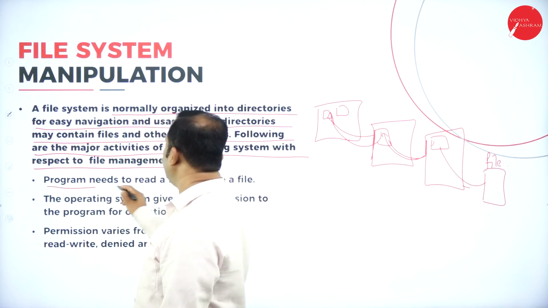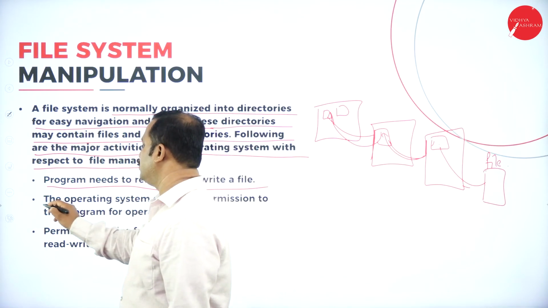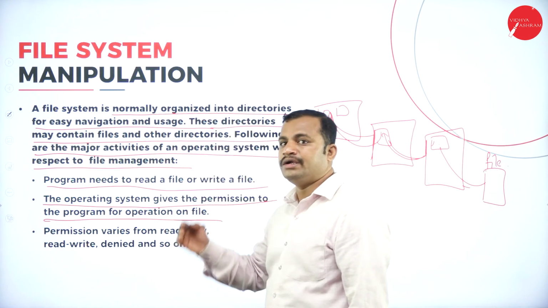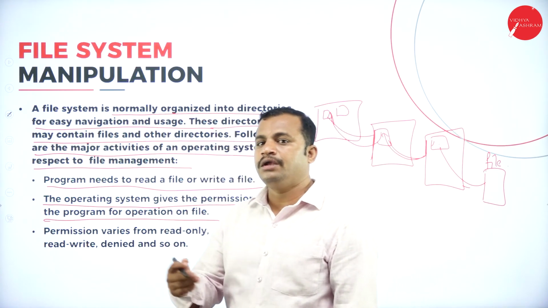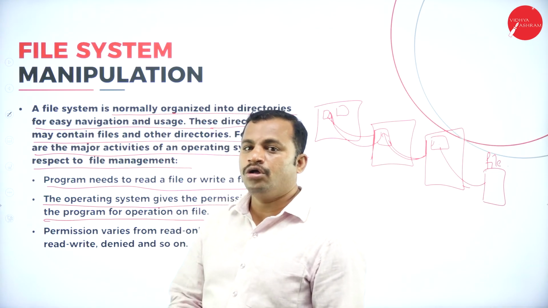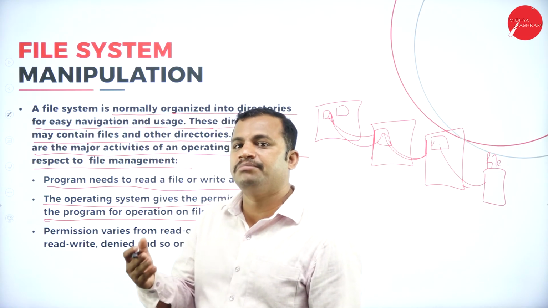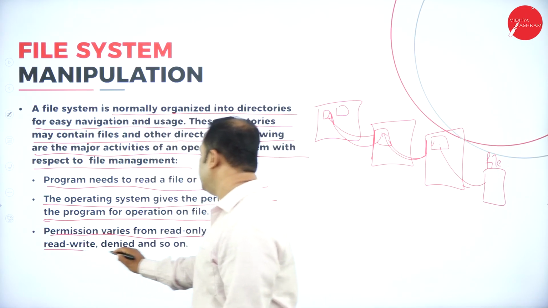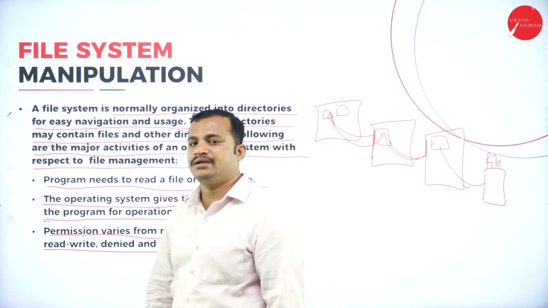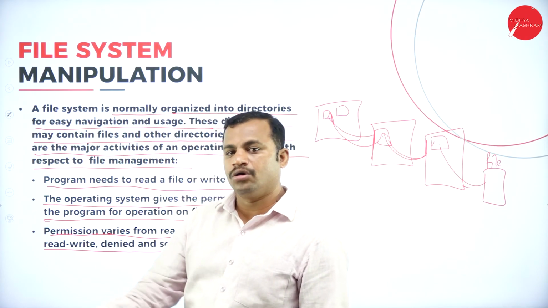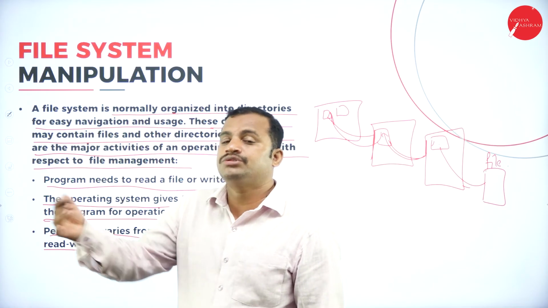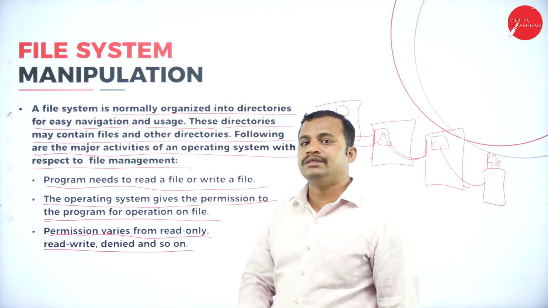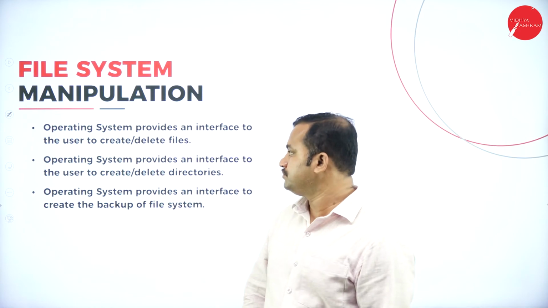When a program needs to read a file or write a file, the operating system gives the permission to the program for operation on the file. That is what I discussed earlier, that is read permission, write permission. Read and write permissions are certain types of permission that need to be given by the operating system. Permission varies from read only, read write, denied, and so on. Exclusive read only, exclusive write only, all those are certain types of permissions that are managed and given by the operating system to the processes.